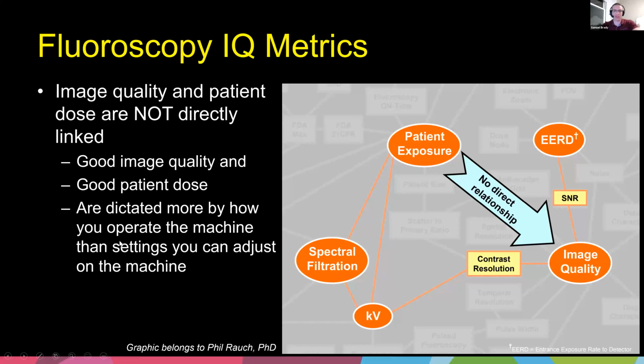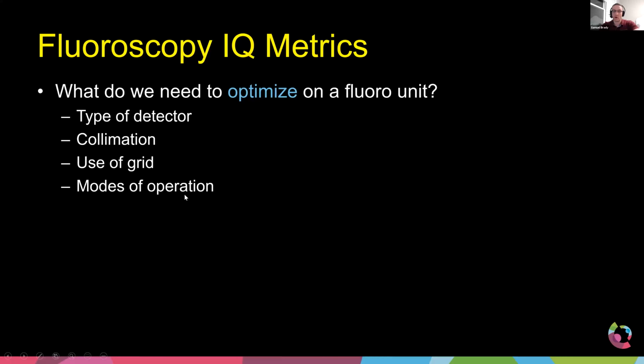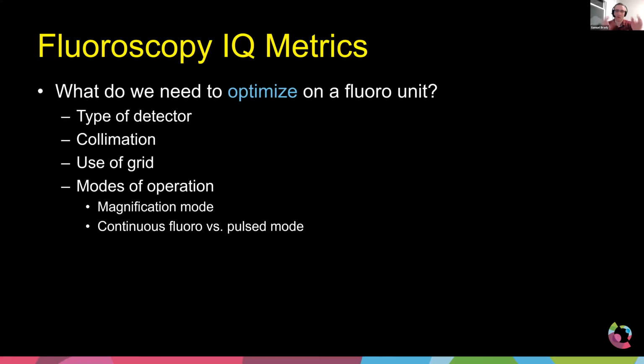So let's talk about how we can optimize at least the image quality for today, and dose next week. So what do we need to optimize on a fluoro unit? Well, we need to talk about the type of detectors. There are 2 major detectors out there. We need to talk about collimation, the use of a grid, and modes of operation. What I mean by that is the different magnification modes and the way we image, either continuous fluoro, so it's just always on, or we pulse it. We send in short bursts of radiation and create these images and add them all together like a movie, like a cinema or a cine.